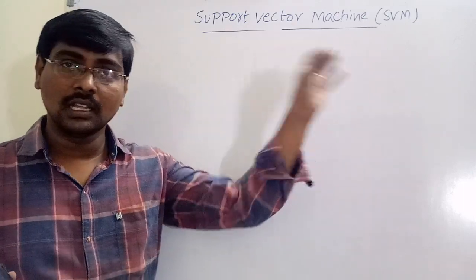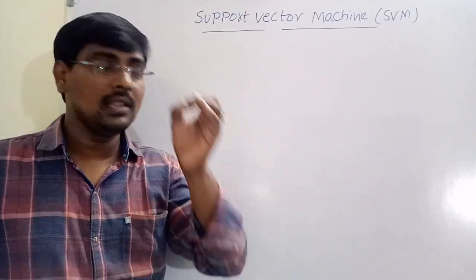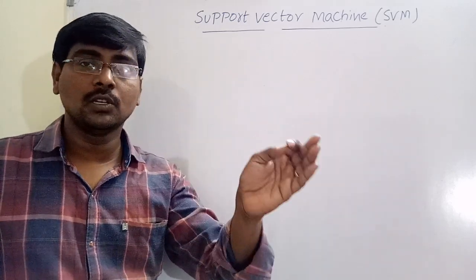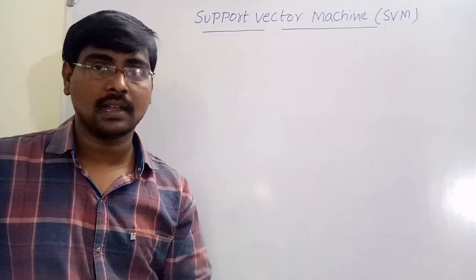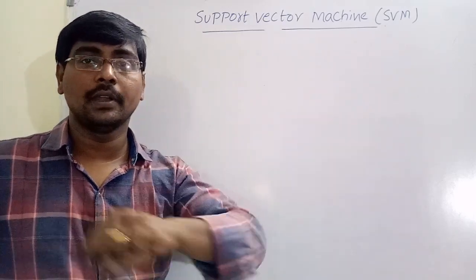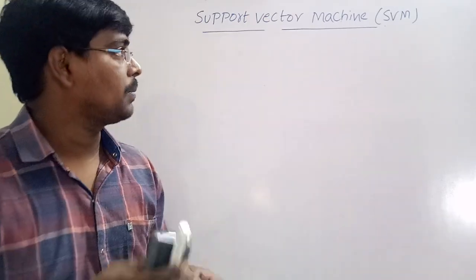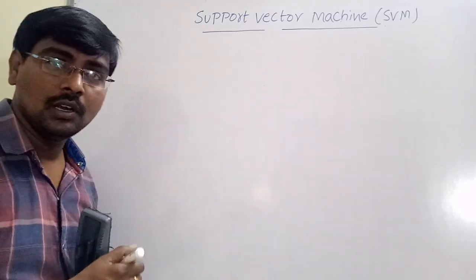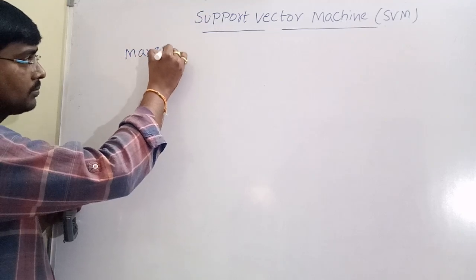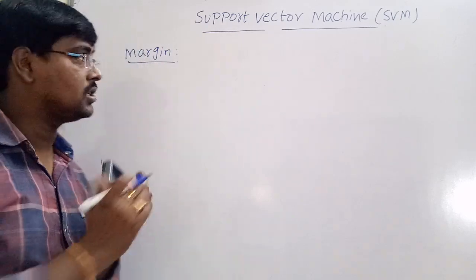We already discussed this in the least square method and in the perceptron. If the data is linearly separable, then there exist many decision boundaries for separating the positive class and negative class, that is, separating the classes. But among all the decision boundaries, some are better compared to others. That is, all the decision boundaries are not perfect. For that purpose, in support vector machine, we introduce the concept of margin.